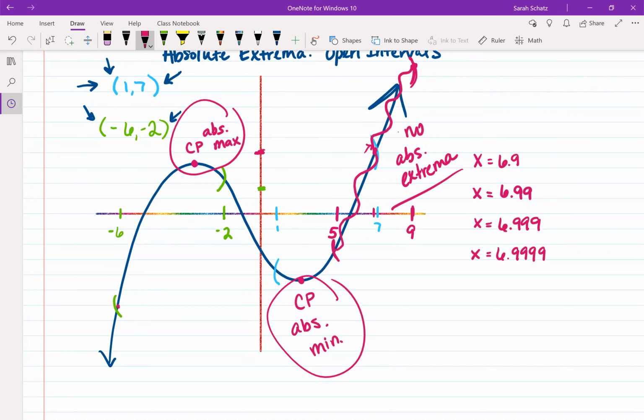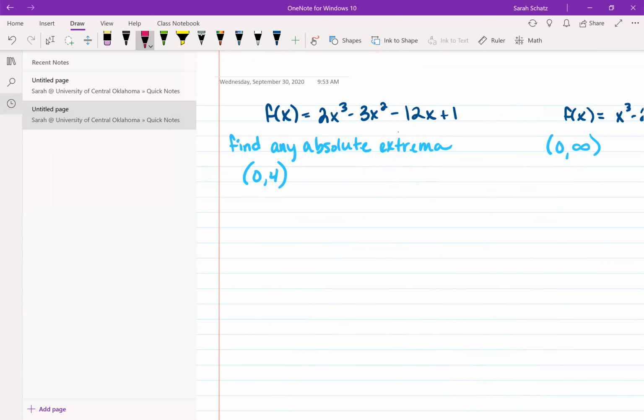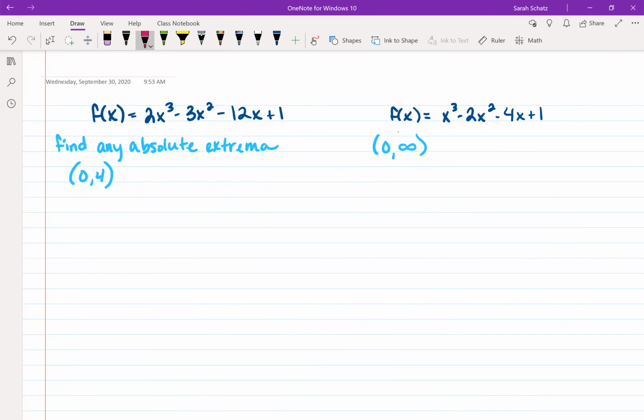So I've got some problems set up here, and I want to work them. So let's start with this one on the left side. So this one right here. I've got f of x equals 2x cubed minus 3x squared minus 12x plus 1. And the question tells me to find any absolute extrema on the open interval from 0 to 4.